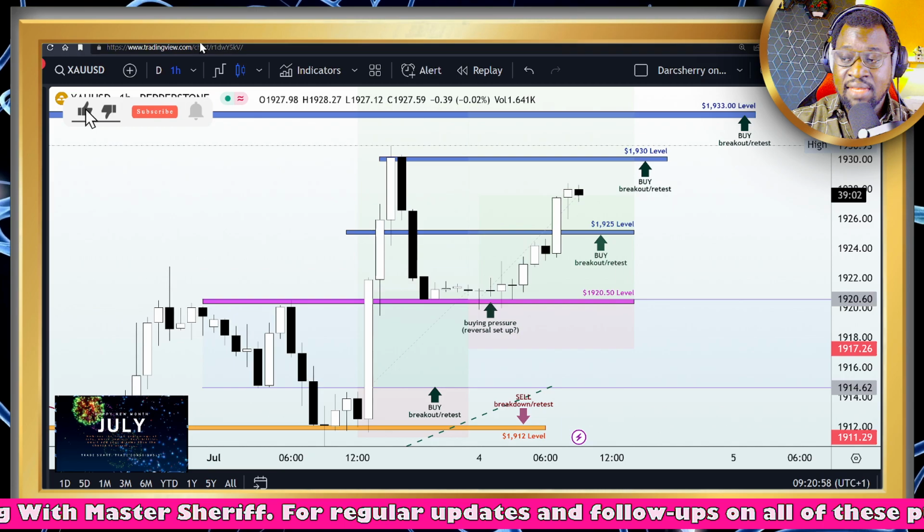We shall move right into the first instrument for today. So the first instrument on our watch list for today is the US All Spot.